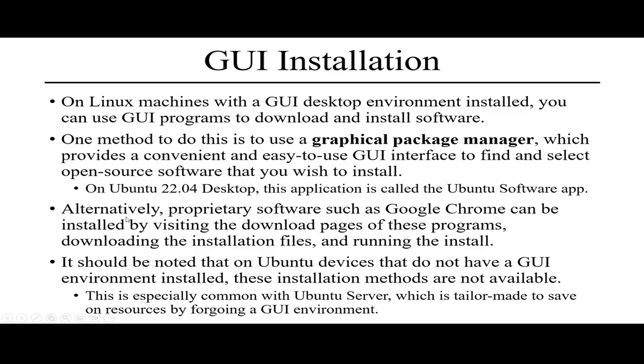Very easy. For proprietary software like Google Chrome, you can go to the website and download an installer, and then once you download the installer, you can run it. It should be noted that if you do not have a GUI environment installed on your Ubuntu device, these two methods of software installation are not available. This is especially common when you have an Ubuntu server. There is a specific type of Ubuntu called Ubuntu Server. Typically, it does not have a GUI environment, to save on resources.